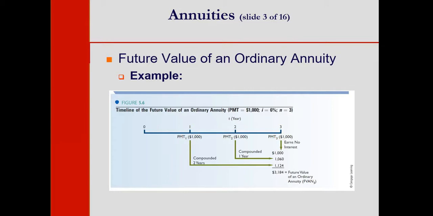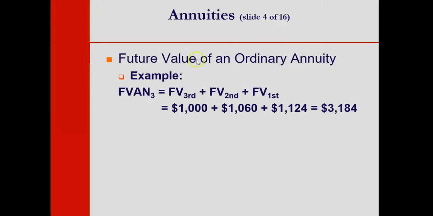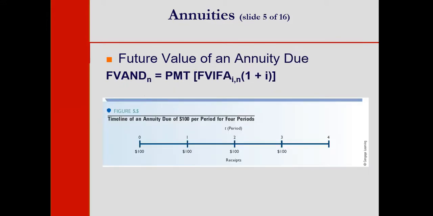Okay, these are all those future values. This is for the third year, second year, and first year, and once you add all 3 of them together, you get the future value of annuity. Okay, this is the future value of that 3 years annuity. Now, till now we were talking about ordinary annuity, when the first payment is due at the end of first time period. Okay, or first year.